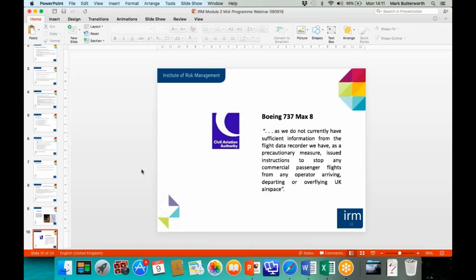And sometimes some pretty awful disasters come along, such as the two Boeing 737 MAX 8 crashes, and the Civil Aviation Authority, at the time of writing, though this is probably out of date now, said they do not currently have sufficient information from the recorder, but as a precautionary measure, issued instructions to stop any commercial passenger flights in the UK. So that affected a lot of airlines, of course it did, and Boeing in particular.